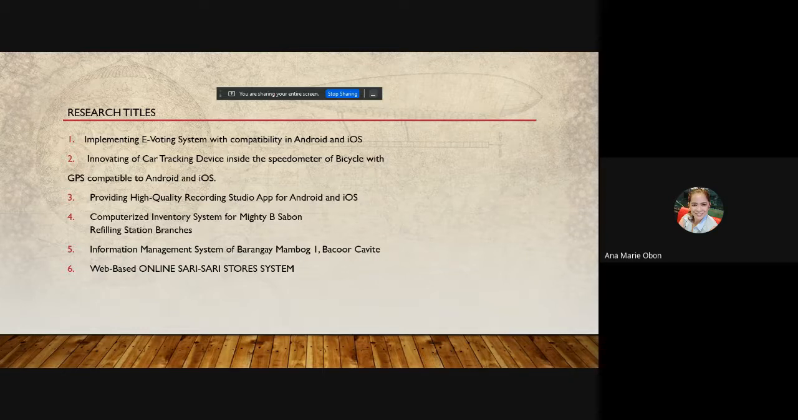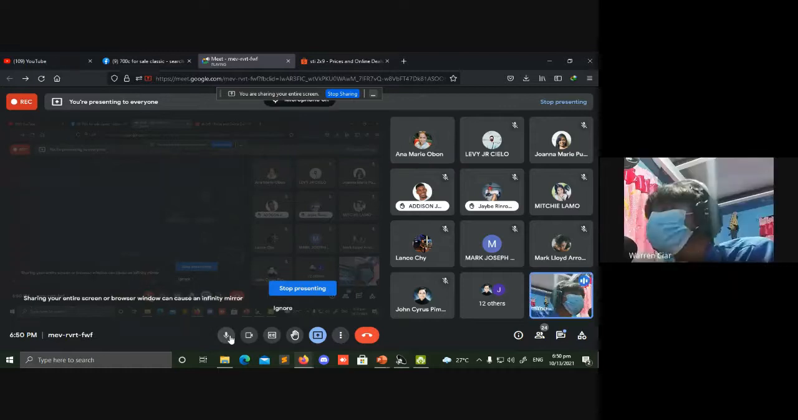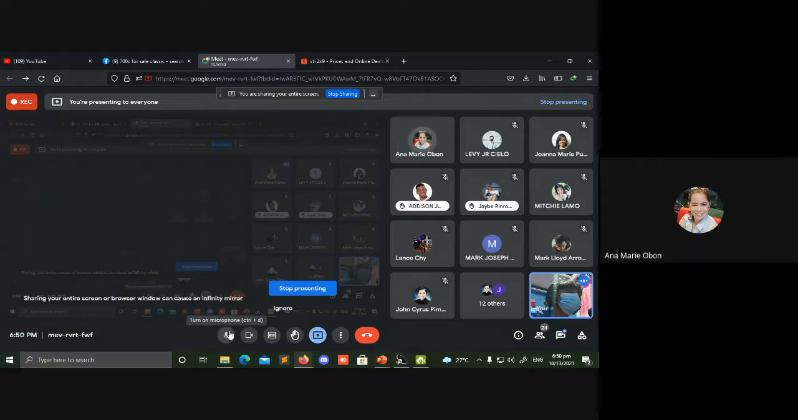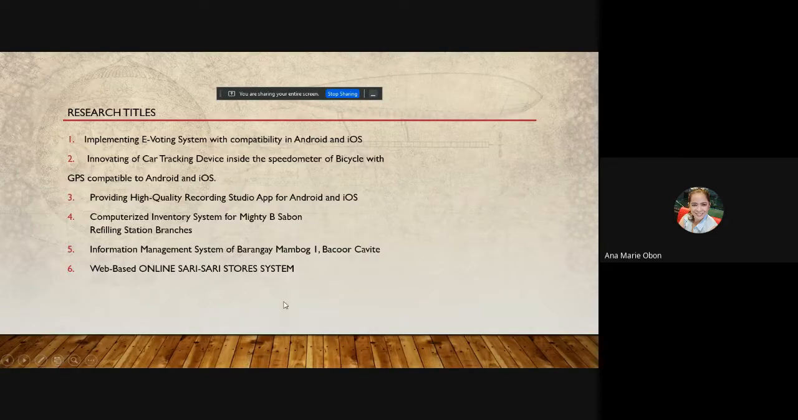Yung isa naman, innovating a car tracking device inside the speedometer of a bicycle with GPS compatible. Kaya ba yan? If in reality to develop, are you able to do that? It depends on the situation, ma'am. Pero ma'am, kakayanin mo po. Ibalik mo doon. Kasi ang documentation, madali lang. Pero ang concern natin, yung development nyo.